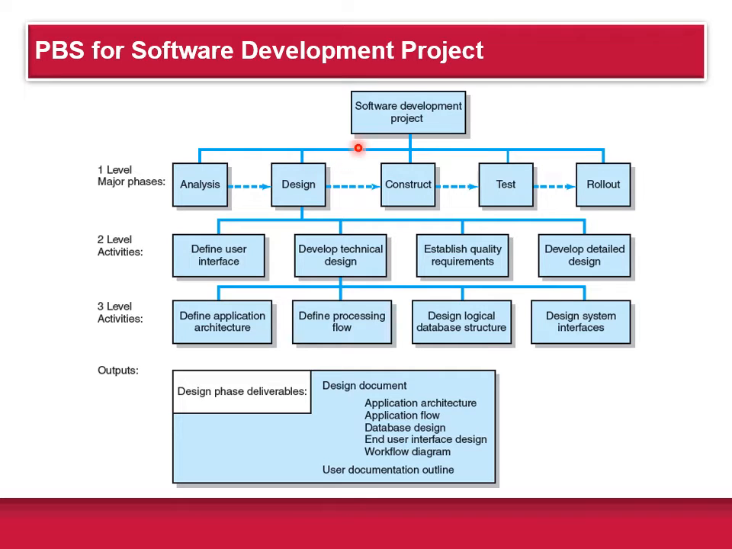So here, for example, you see the software product development project, whatever the name was called. You see the major phases: analysis, design, construct, test, and roll out. And from each one of those, you see, for example, design is broken out into level 2 activities, and then certain ones of those, like develop technical design, are broken out into further level 3 activities. And you can see the deliverables or the outputs are defined here.